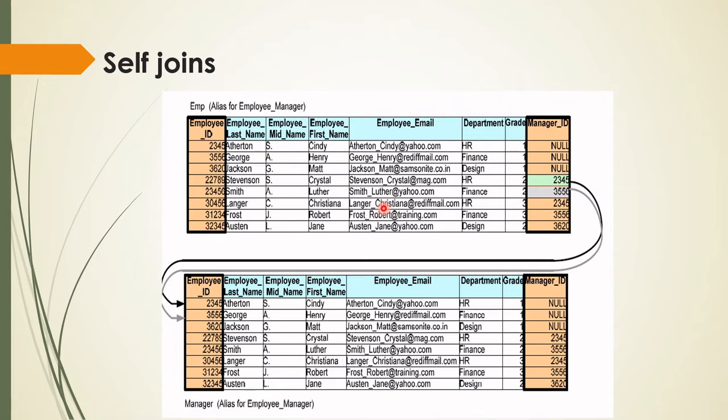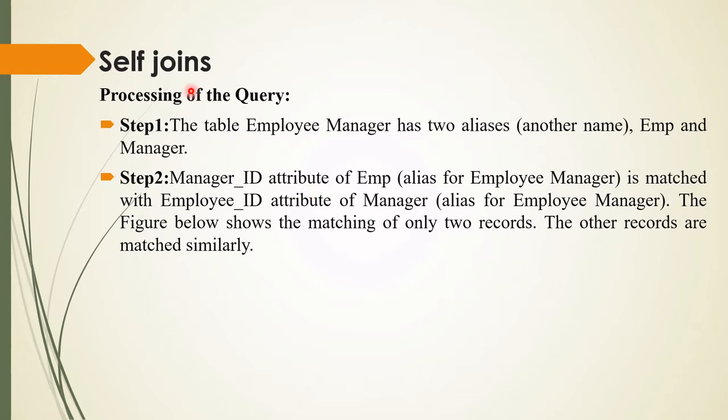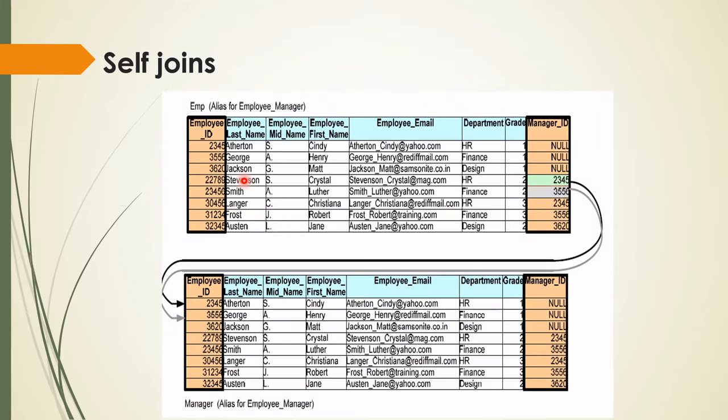Okay, so see in the table, here we have a table employee manager. In processing the query, first the table employee manager is given two aliases, that is two other names, employee and manager. It is the same table, and we give two different names to the same table. So the first alias is employee, EMP, and the second is manager. So my original table name is employee manager, and I am giving two different names to employee manager.